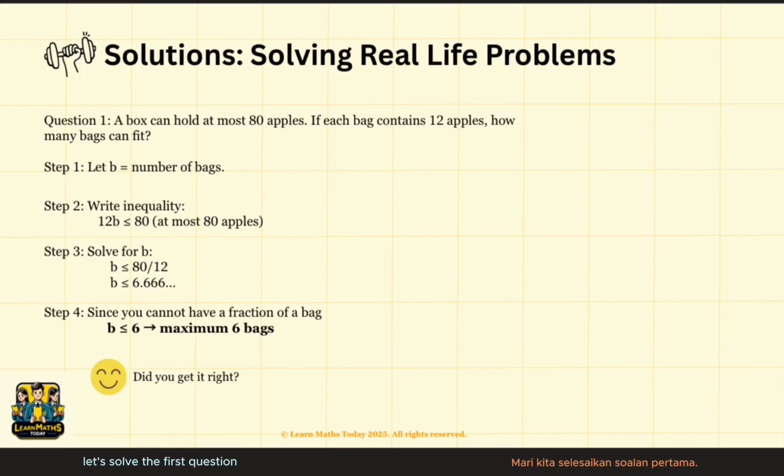Let's solve the first question. Step 1. Define the variable. Let b be the number of bags. Step 2. Write the inequality. Each bag contains 12 apples, and the box can hold at most 80 apples. That gives us 12b ≤ 80.